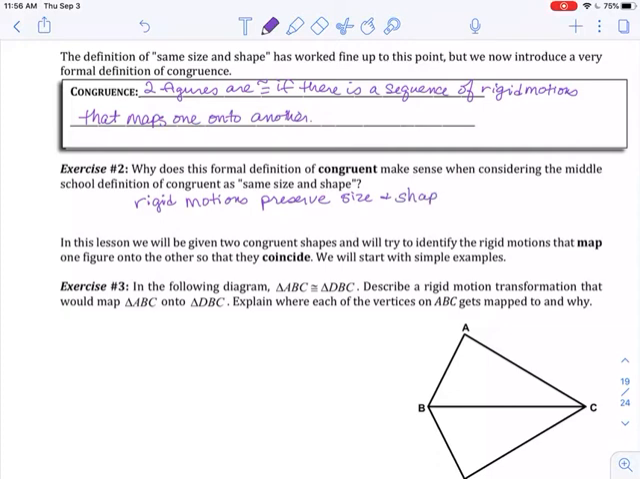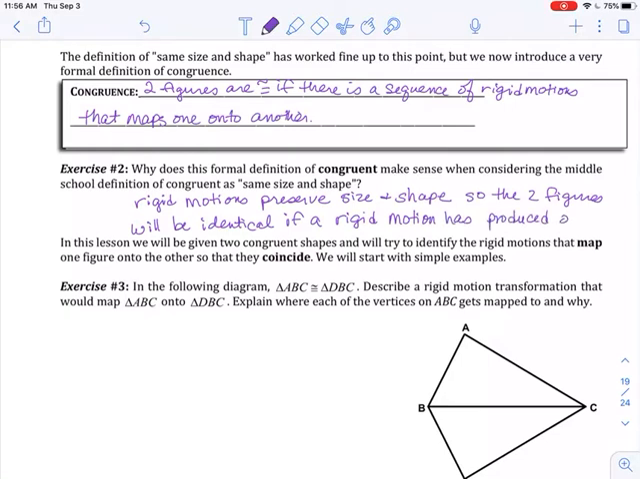So rigid motions preserve size and shape, so the two figures will be identical if a rigid motion has produced one from another. Okay, so this is a formal definition of congruence up there. In this lesson, we're going to be given two congruent shapes, and we're going to try and identify the rigid motion that maps one figure onto the other so they coincide. And this will be something that you might be asked on the regions as well.